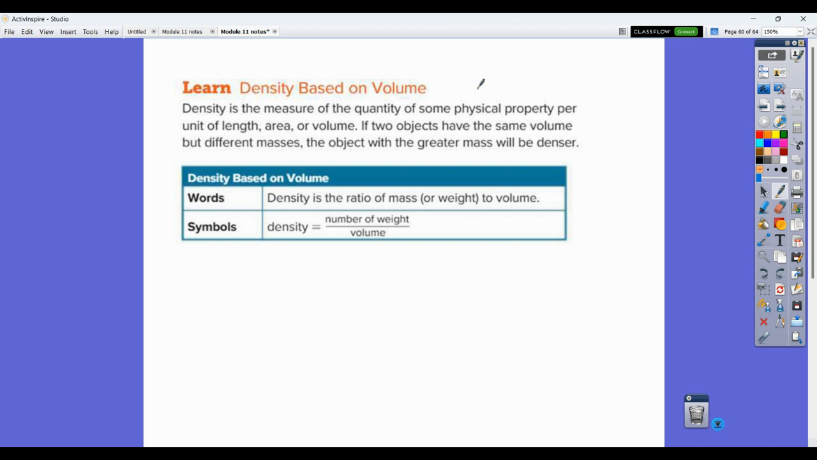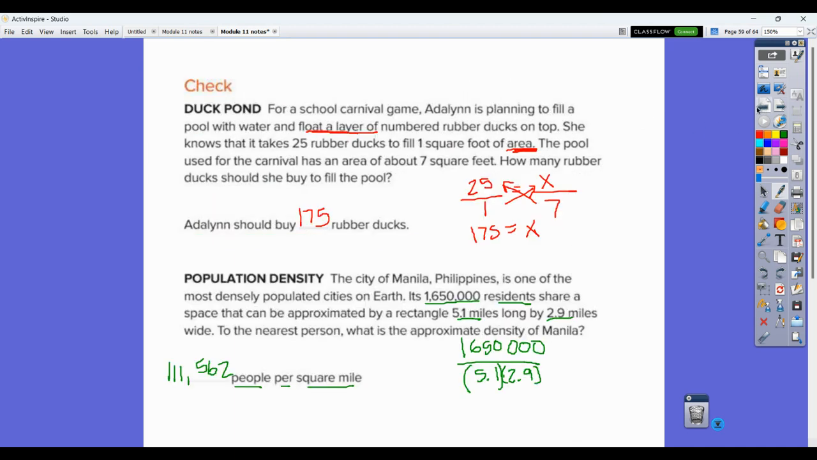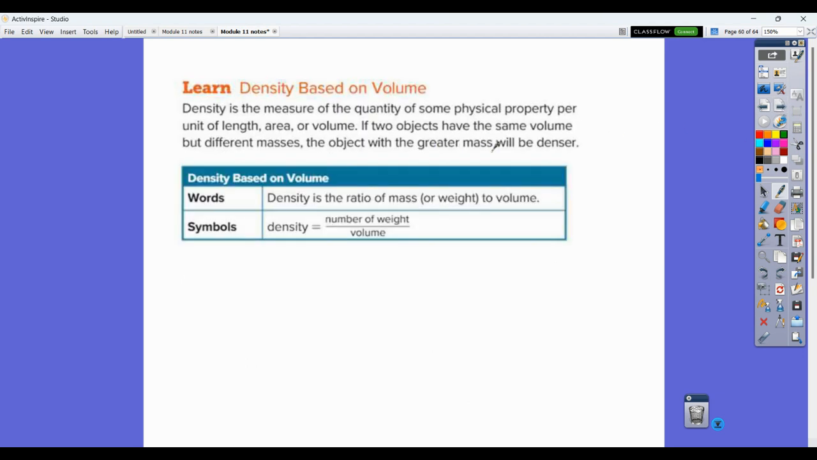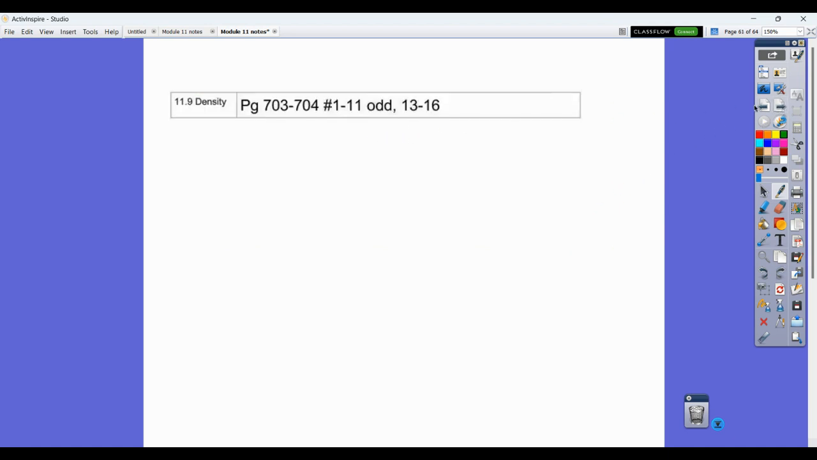Okay, so density based on volume. So that was all density based on area. Again, we talked about in the duck pond one, we could have talked about volume in this case, but the ducks were all on top, so that's why it was area. So density based on volume is just the weight divided by the volume. So this is my density is equal to mass divided by volume. Mass in this case is considered that number of weight or whatever, and you can solve there. So you've got your density with those.